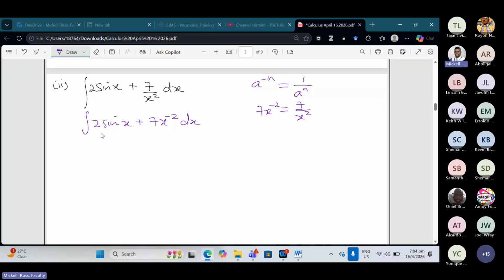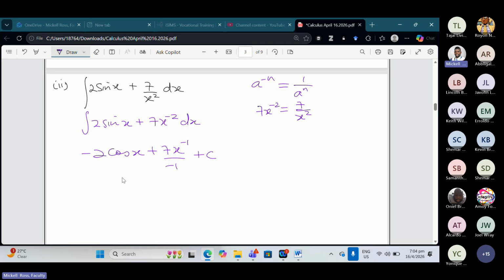What do we get when we integrate sine x? Negative cos x. Wonderful. So we're going to get negative cos x and it's multiplied by 2. So we get negative 2 cos x plus add 1 to the power, divide by the new power. So if we add 1 to negative 2, what we end up with? -1. -1 divided by -1 plus the constant of integration.